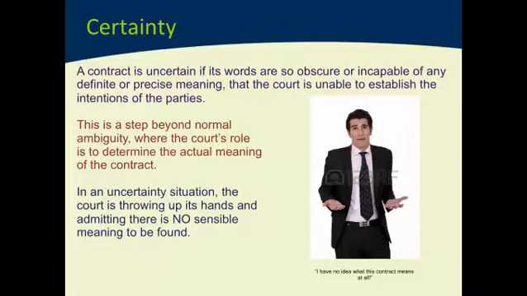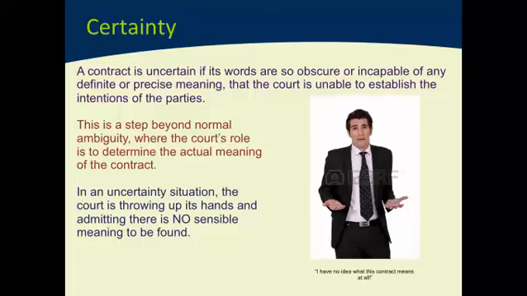We're going to start by looking at certainty. Now, I've given you the definition of certainty there. A contract is uncertain if its words are so obscure or incapable of any definite or precise meaning that the court is unable to establish the intentions of the parties. In other words, if the court has a look at a contract and the judges can't even work out what the contract means or what it was intended, it doesn't make any sense at all, then the contract is uncertain.